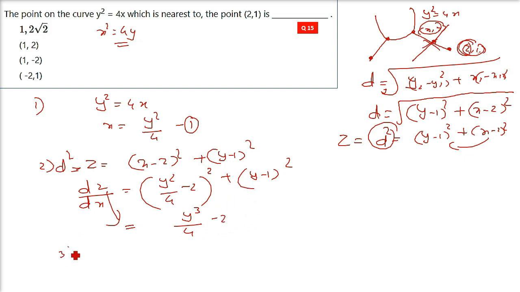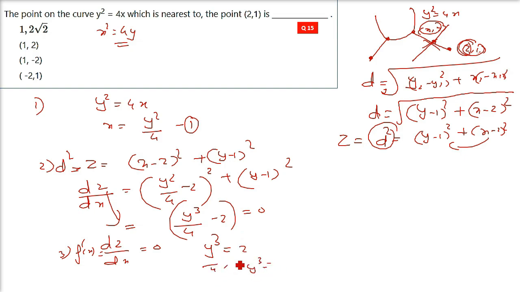So now when we differentiate y square by 4 minus 2 whole square plus y minus 1 whole square, you get y cube by 4 minus 2. This is the first differentiation, first derivative. And the next step will be equating it to 0. So y square by 4 minus 2 equals to 0 is y square by 4 equals to 2. Y square equals to 8.